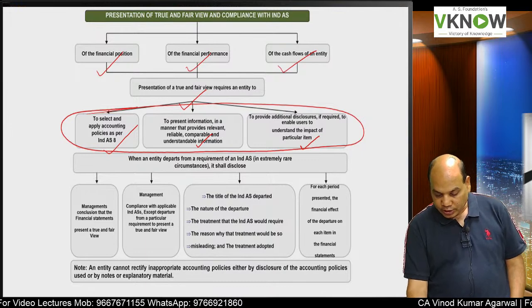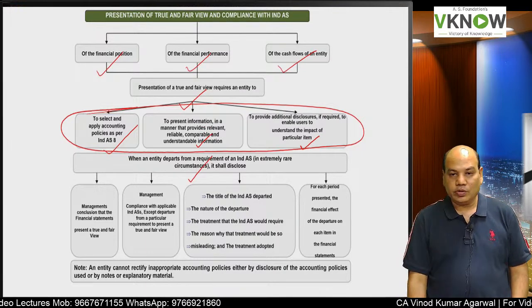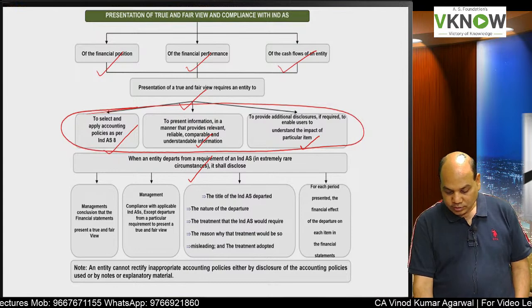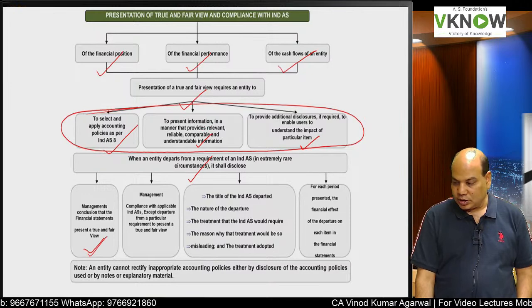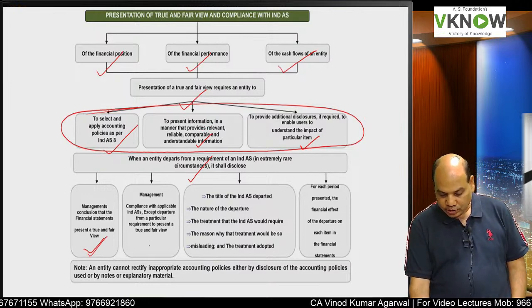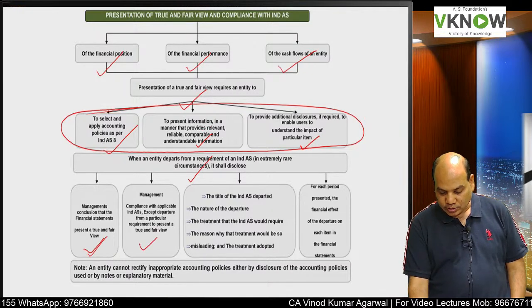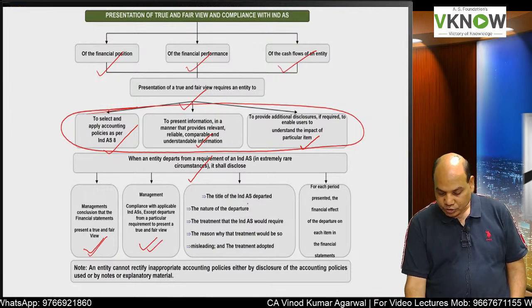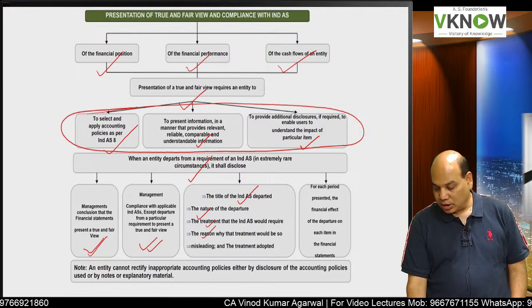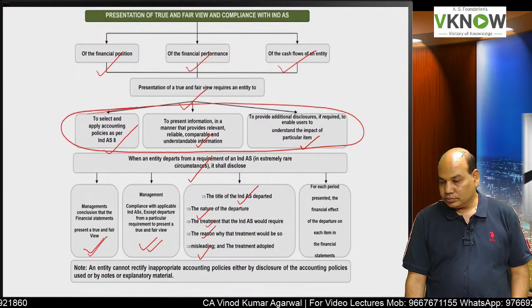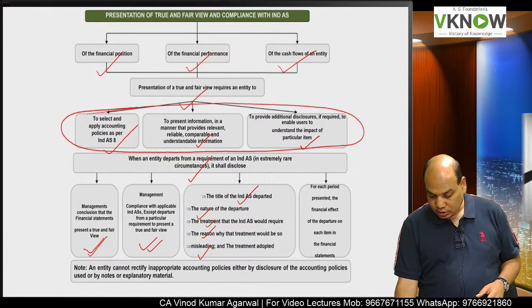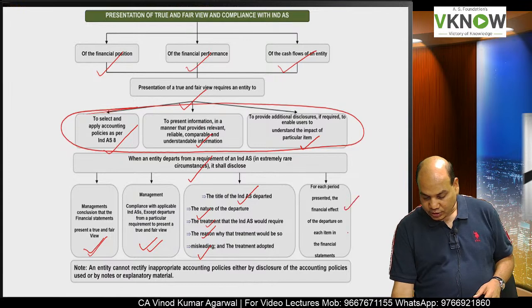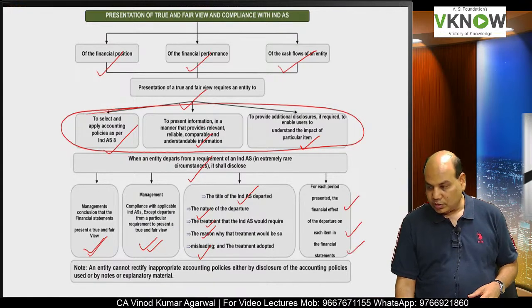Okay. When an entity deviates from the requirement of the standard, then management concludes that the financial statements present a true and fair view. Management complies with appropriate Ind AS except for the departure. The title of the standard, nature, treatment, reason, and if it would lead to misleading, that also should be disclosed. And for each period presented, the financial effect of departure on each item in the financial statement.